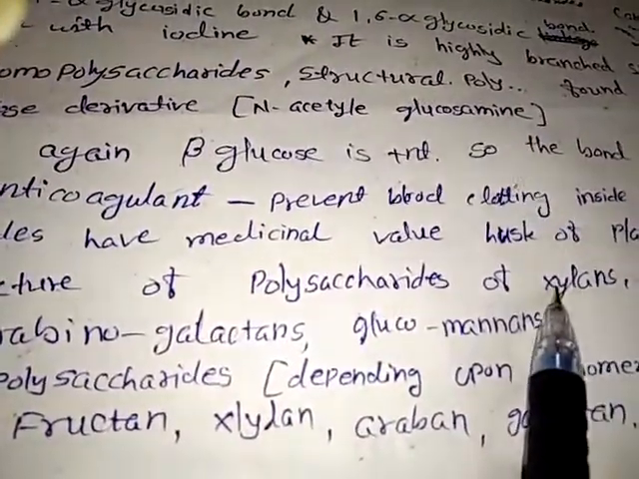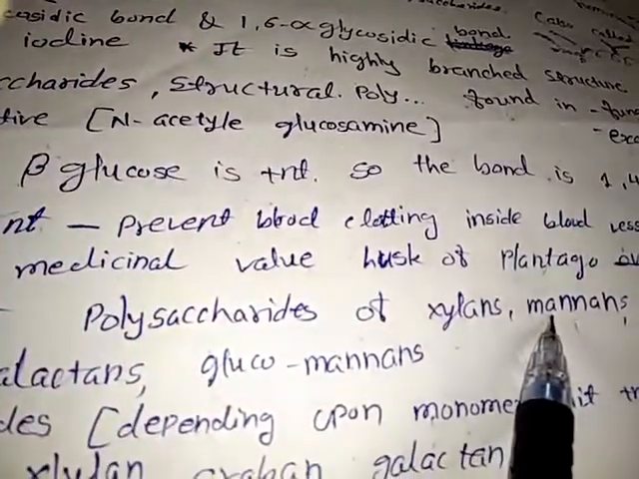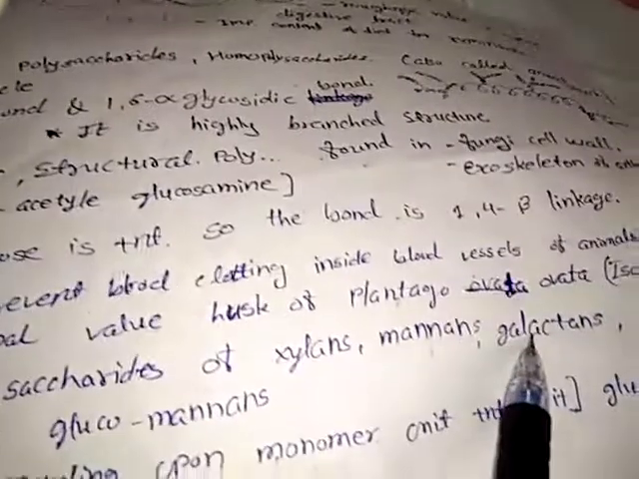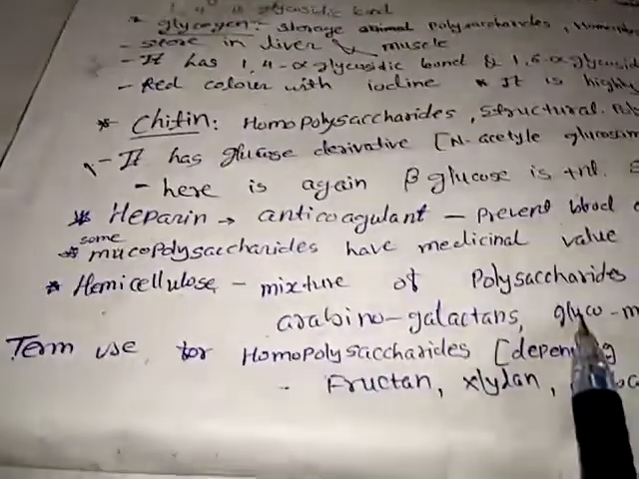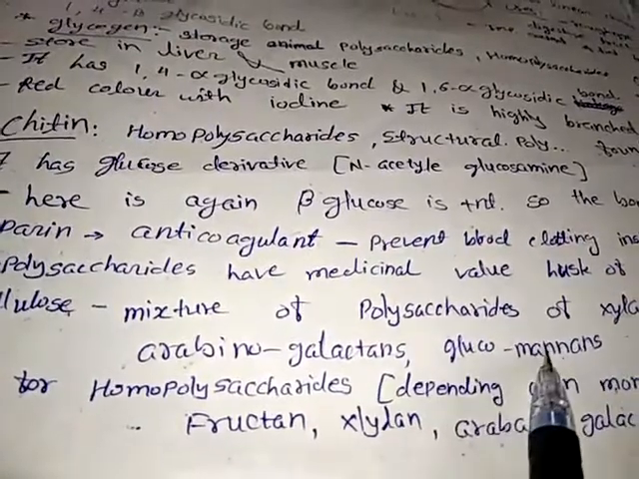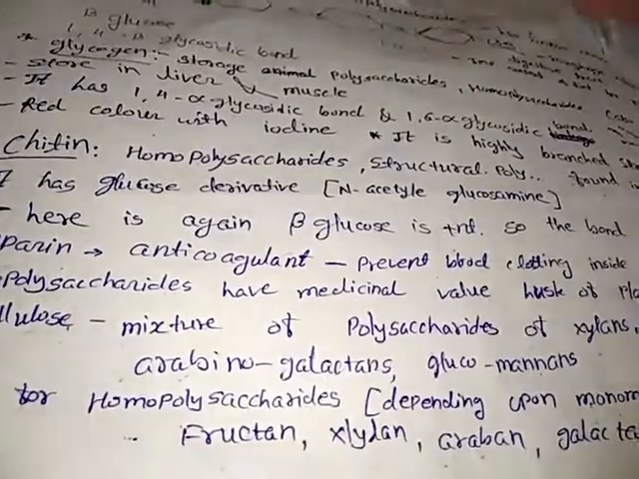So coming again to hemicellulose. Here xylans means a long chain of xylose. A mannose chain is called mannan. A galactose chain is called galactan. And arabinogalactan means here disaccharides are involved in repeated manner. And glucomannan means glucose and mannose, both are involved in repeated positions in hemicellulose.